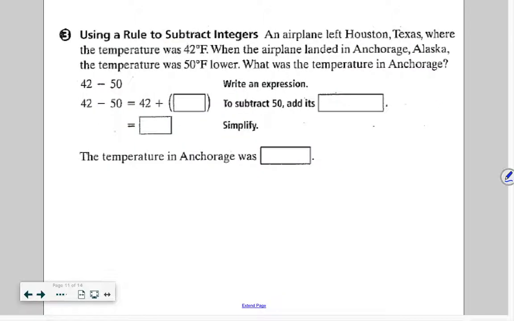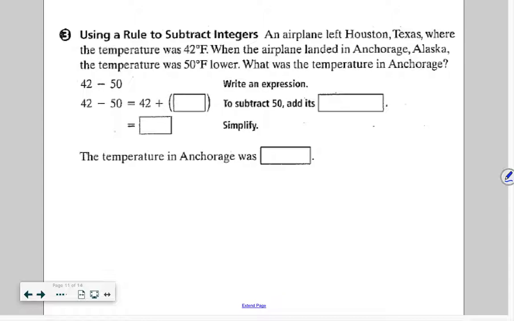Using a rule to subtract integers. An airplane left Houston, Texas, where the temperature was 42 degrees Fahrenheit. When the airplane landed in Anchorage, Alaska, the temperature was 50 degrees Fahrenheit lower. So the temperature went down 50 degrees. What was the temperature in Anchorage? Do you all agree that 42 minus 50 would be that scenario? 42 degrees when you left Texas, right? Isn't that what it said? It drops 50 degrees.